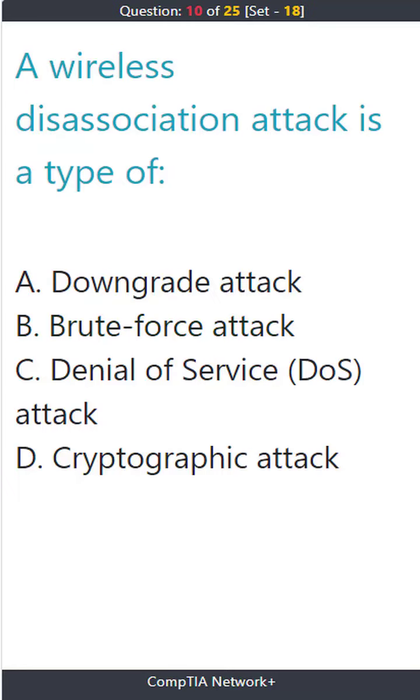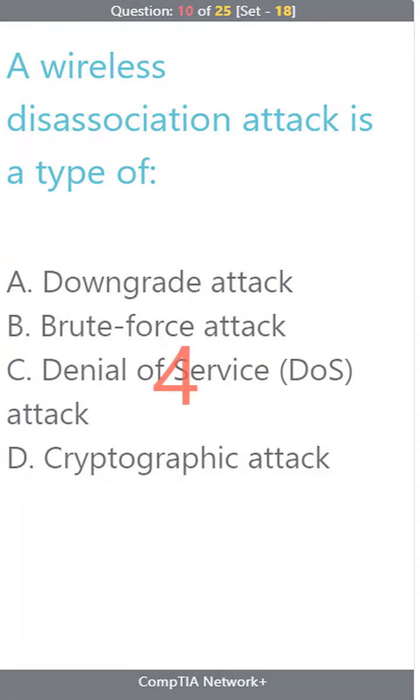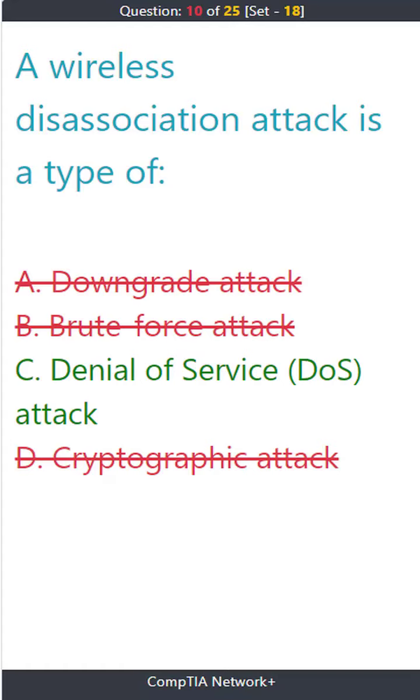Question 10. A wireless disassociation attack is a type of: A. Downgrade attack. B. Brute force attack. C. Denial of service, DoS, attack. D. Cryptographic attack. The correct answer is C. Denial of service, DoS, attack.